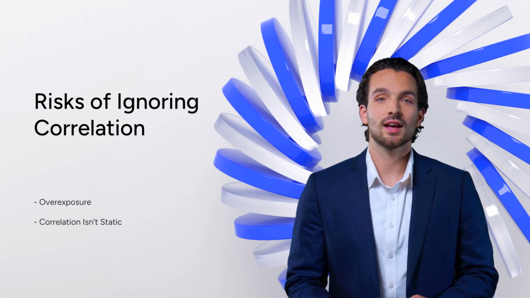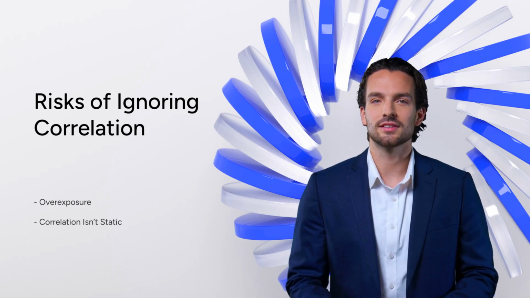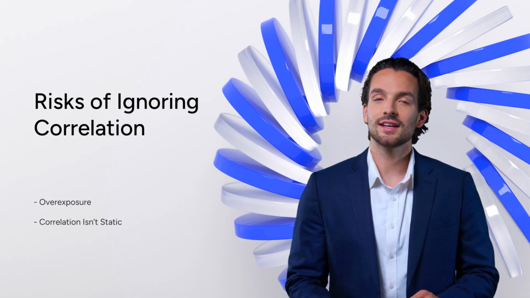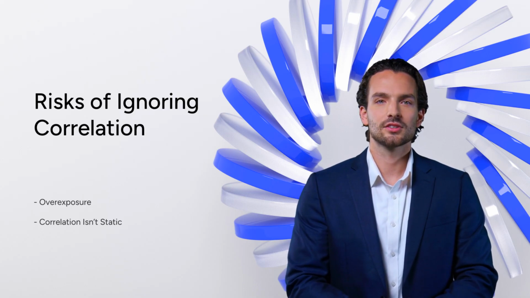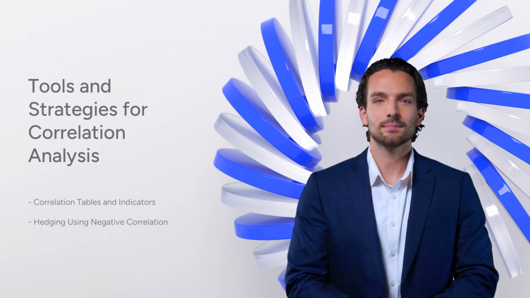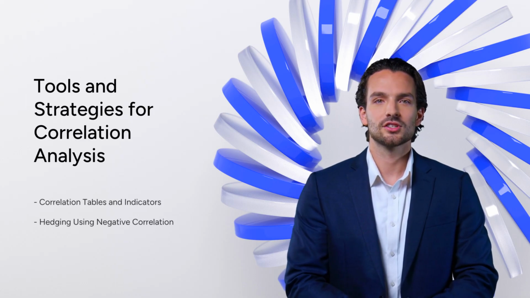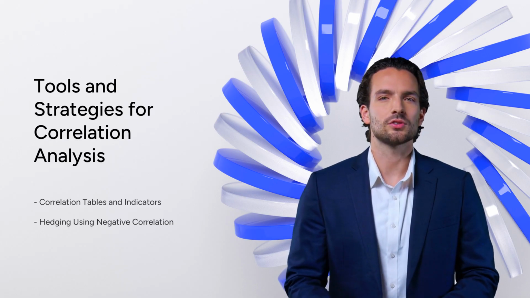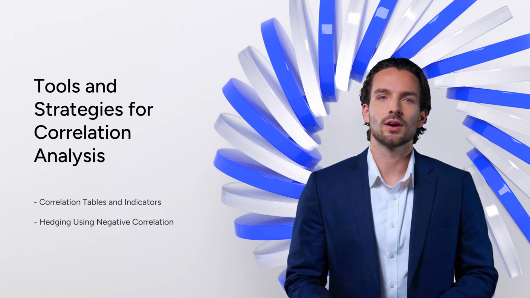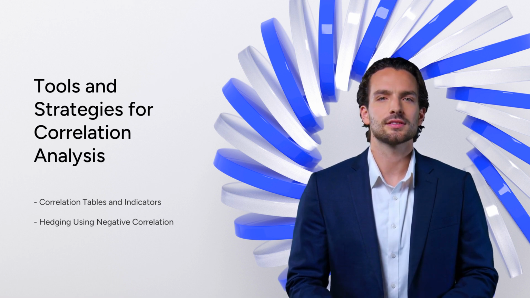Correlation changes over time. Events like interest rate decisions or geopolitical events can flip the usual relationships. So, regularly review correlations using up-to-date tools or platforms. Many trading platforms offer correlation tables. You can instantly see which pairs move together and how strongly. Some tools even offer correlation indicators for charts.